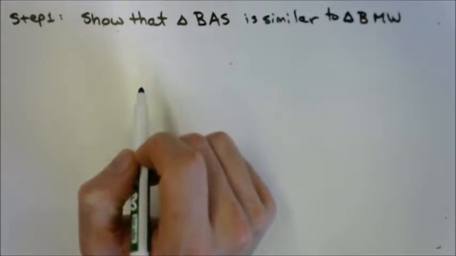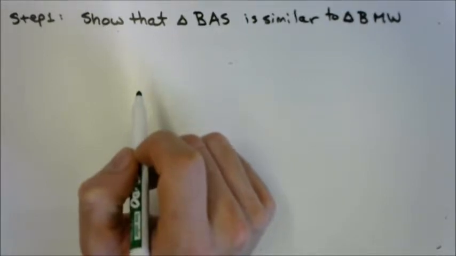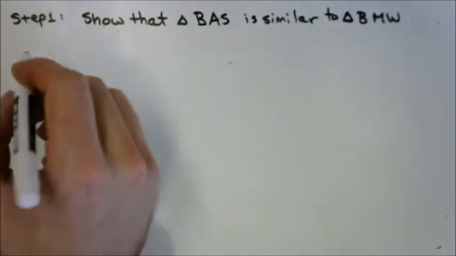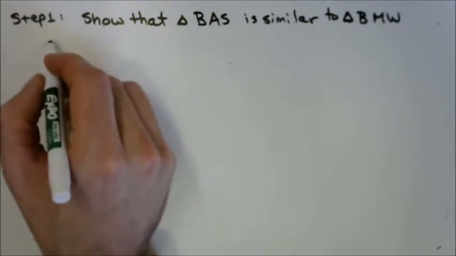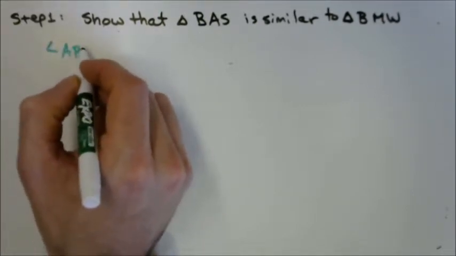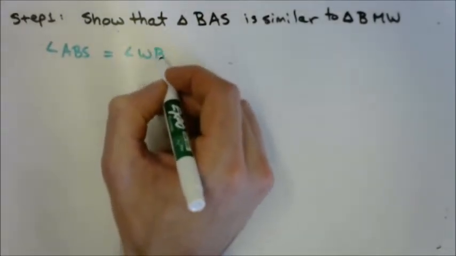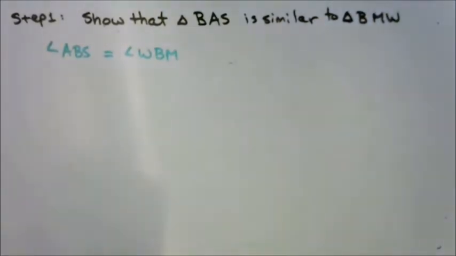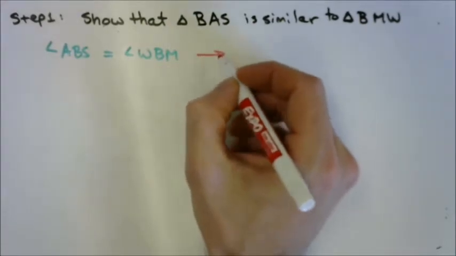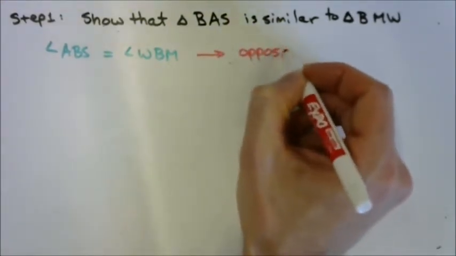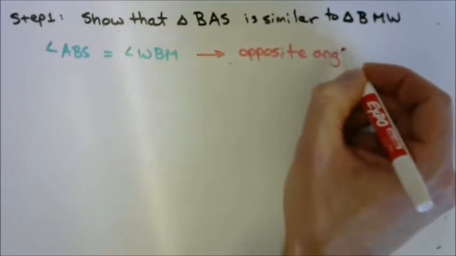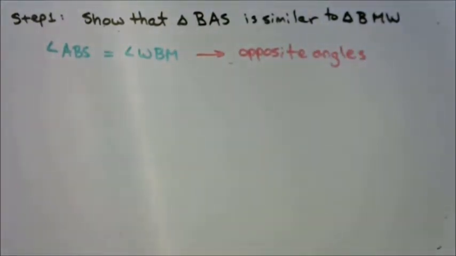Good. Do we know that for sure? For sure. Yes. Angle B. Same as angle B. I like Jonathan's strategy. Why not start with angle B? So we got angle ABS is equal to WBM. How do we know that? Because they're opposite angles. Okay, so you're always going to write your rationale right after your statement. Good, we've got opposite angles.